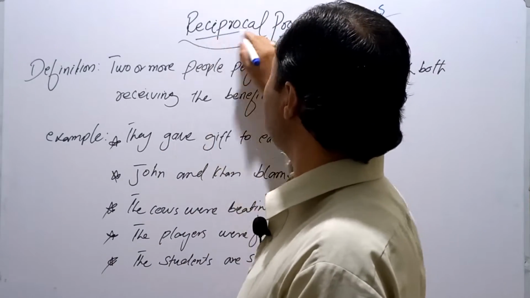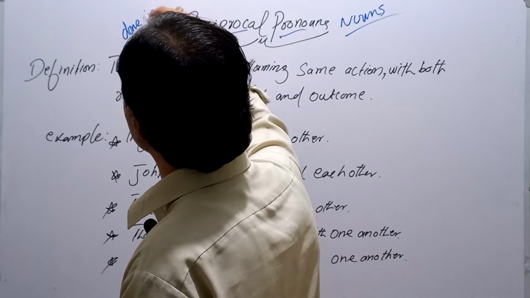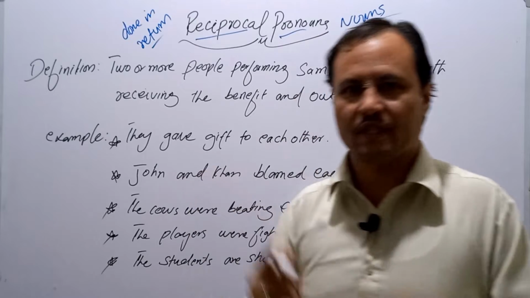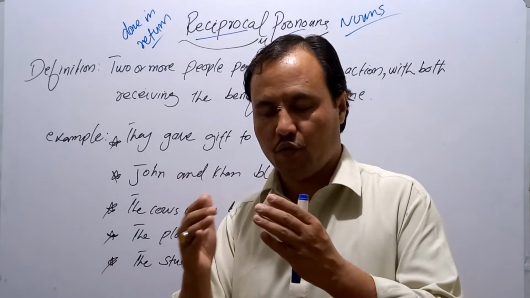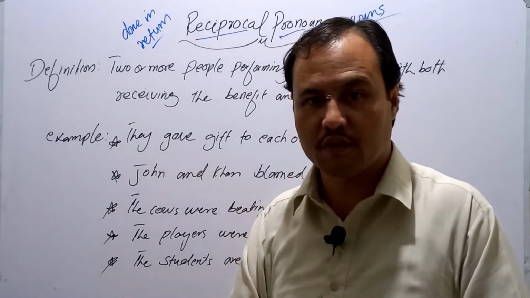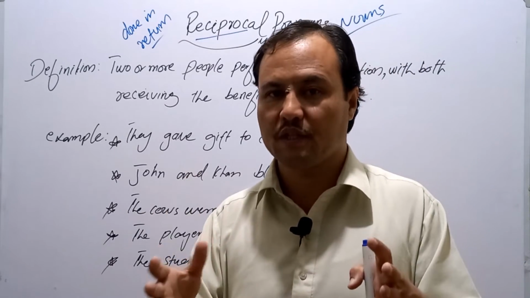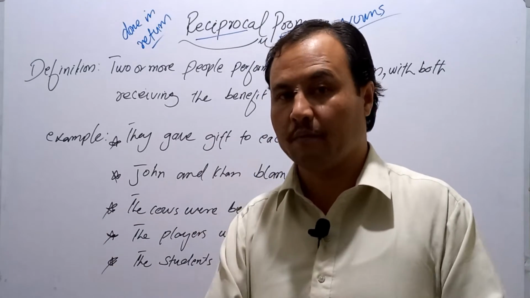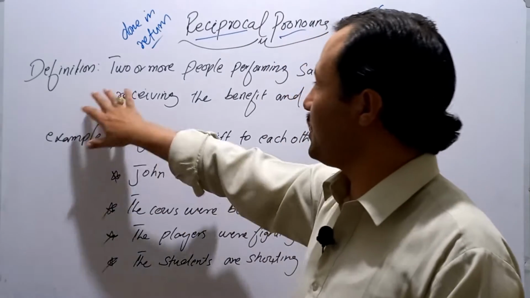The meaning of reciprocal is done in return. This is the meaning of reciprocal. It means when you perform an action, in return of that, the same action is performed by another person. That's called reciprocal. Any activity which is done from both sides or from many sides at the same time is called reciprocal action.